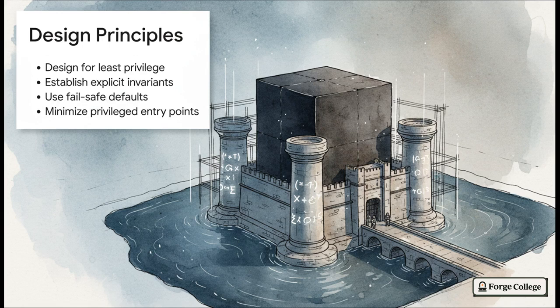So we design for least privilege. Nobody gets admin rights unless it is absolutely necessary. We establish explicit invariants. These are ironclad rules about our contract state that mathematically never break. We use fail-safe defaults, meaning if something breaks, the system locks down safely. It doesn't just fail open. And we ruthlessly minimize privileged entry points. Look, every single admin function is a huge target, so get rid of them wherever you possibly can.